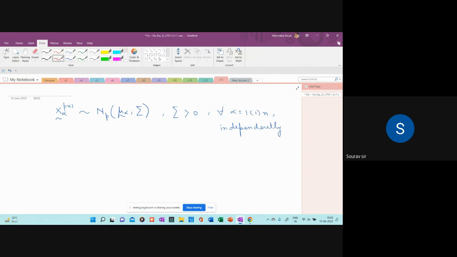Two things are very important over here. This sigma is positive definite, and this holds for all alpha running from 1 to n. That is, for n vectors of order p cross 1, all have this particular normal, and all are independent. So how does my capital X look? It's a matrix of order p cross n, whose each column is a vector x1 curl, x2 curl, up to xn curl.